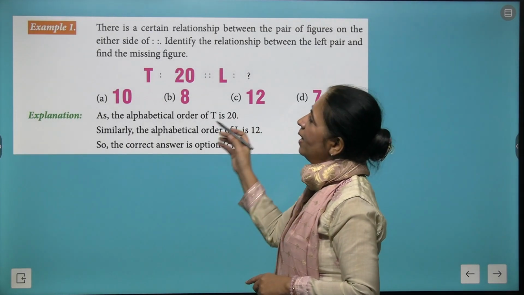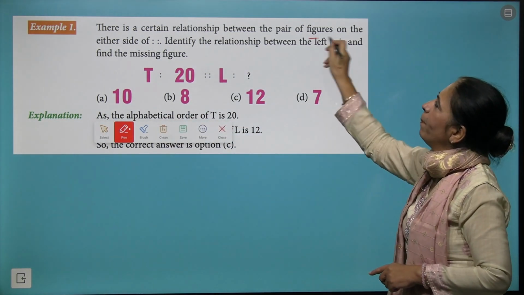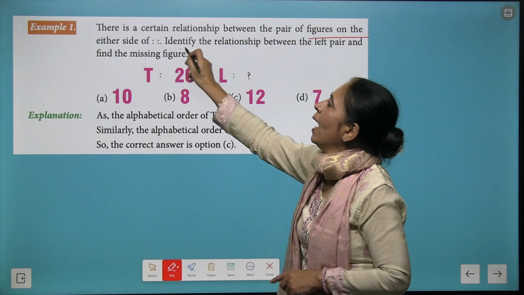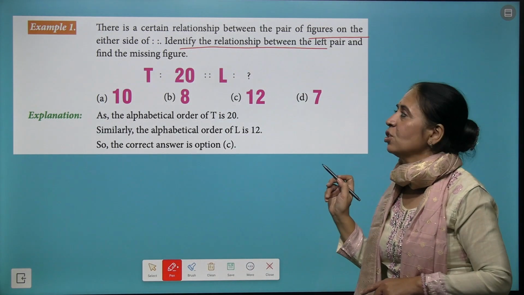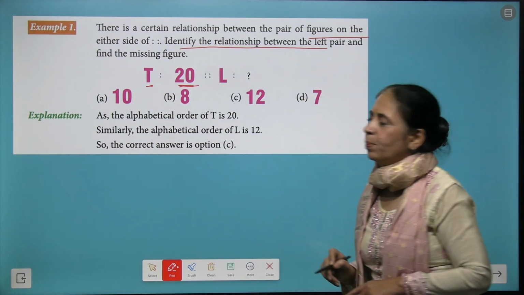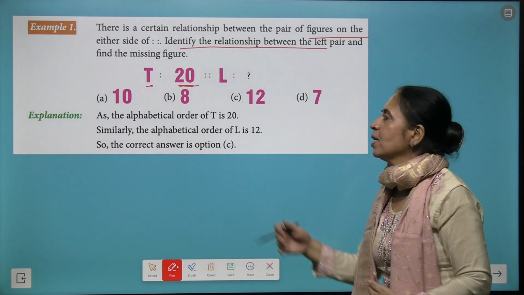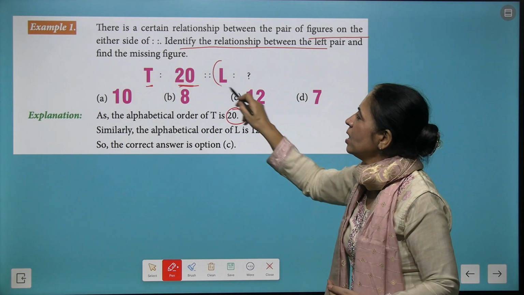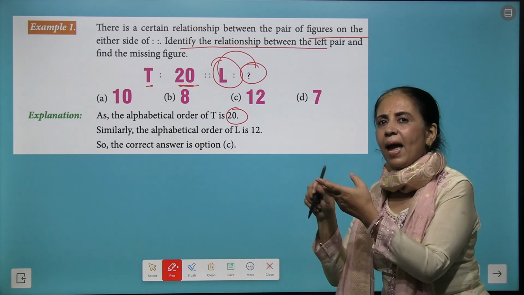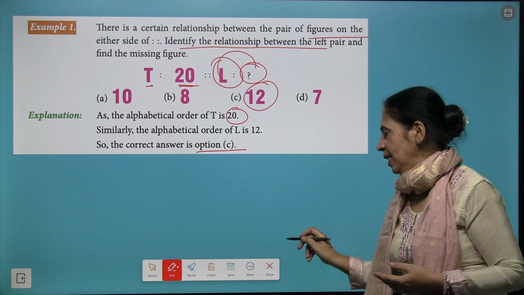Moving ahead, I take another example. There is a certain relationship between the pair of figures on either side of colon, and you have to identify the relationship. So see, here T is at 20th position. That means when you count alphabets from A to Z, T takes 20th position. The question is, what is the position of L? And I say L comes at 12th position. So the right answer is C.